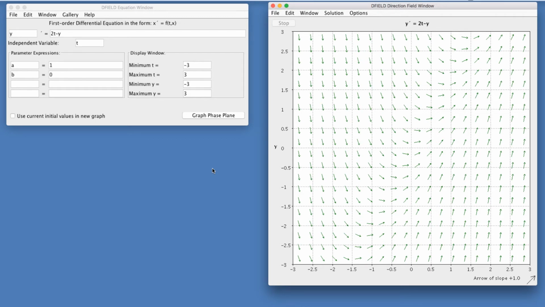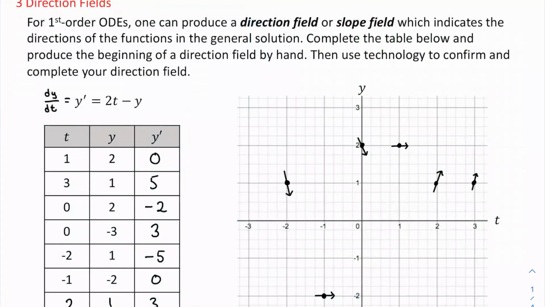Now remember, differential equations have multiple solutions depending on the given conditions, depending on what point you want your solution to pass through. Okay, moving on to the next slide.